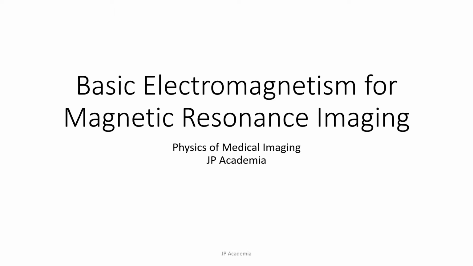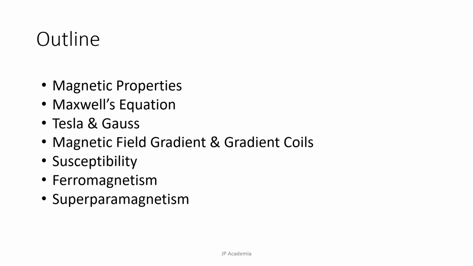The MRI scanner is mainly a metal cylinder surrounded by a strong magnetic field. Thus, understanding the basics of electromagnetism is important to study MRI. Let's start the lecture. This is the outline of this lecture.